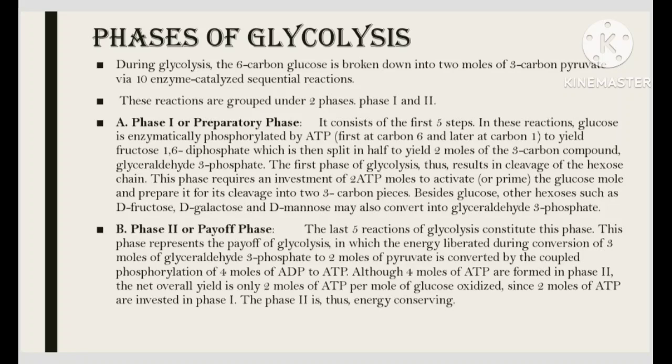B. Phase 2 or payoff phase. The last 5 reactions of glycolysis constitute this phase. This phase represents the payoff of glycolysis, in which the energy liberated during conversion of 2 moles of glyceraldehyde 3-phosphate to 2 moles of pyruvate is conserved by the coupled phosphorylation of 4 moles of ADP to ATP. Although 4 moles of ATP are formed in phase 2, the net overall yield is only 2 moles of ATP per mole of glucose oxidized, since 2 moles of ATP are invested in phase 1.